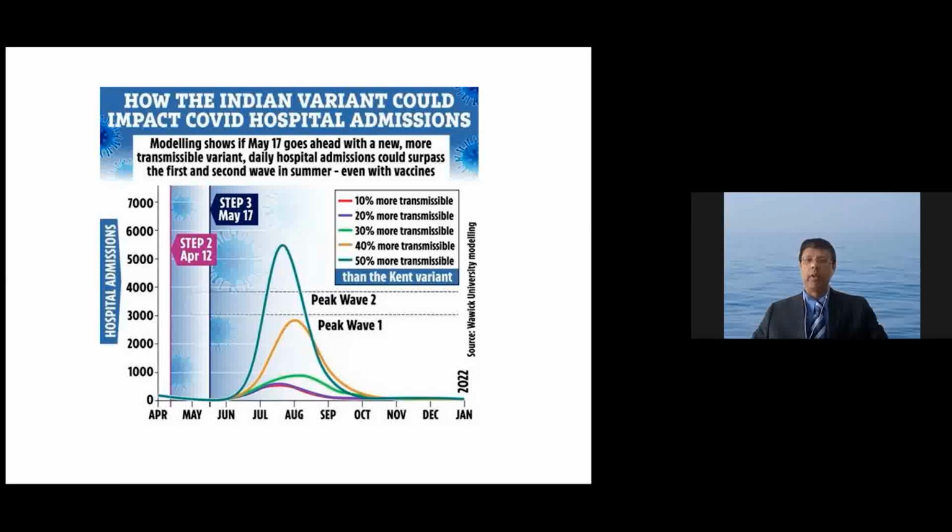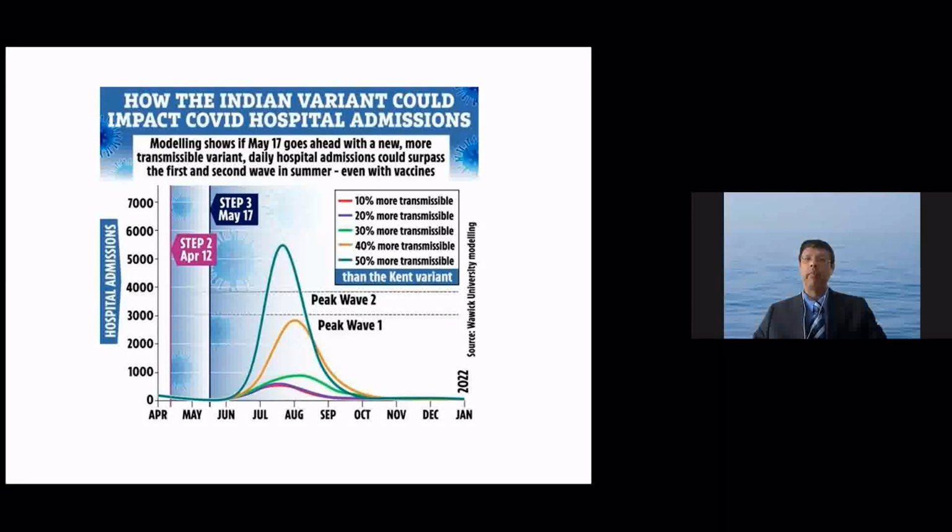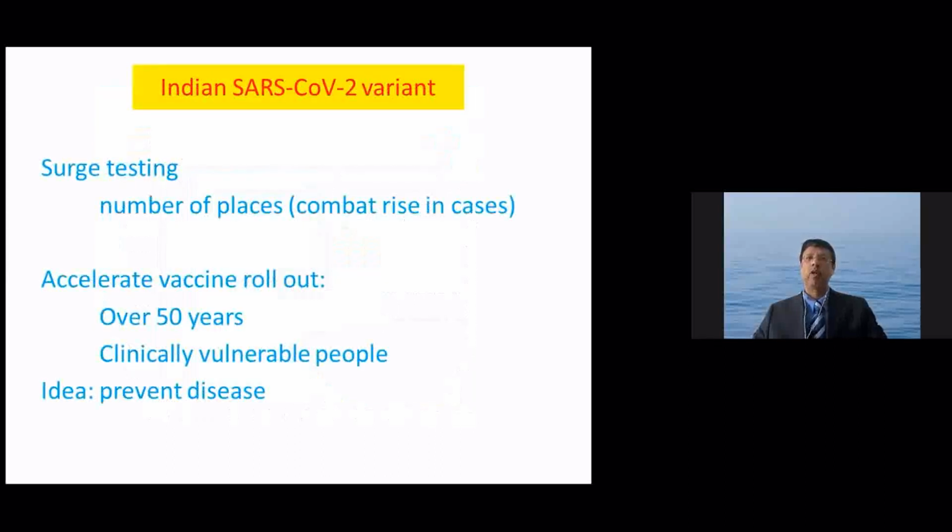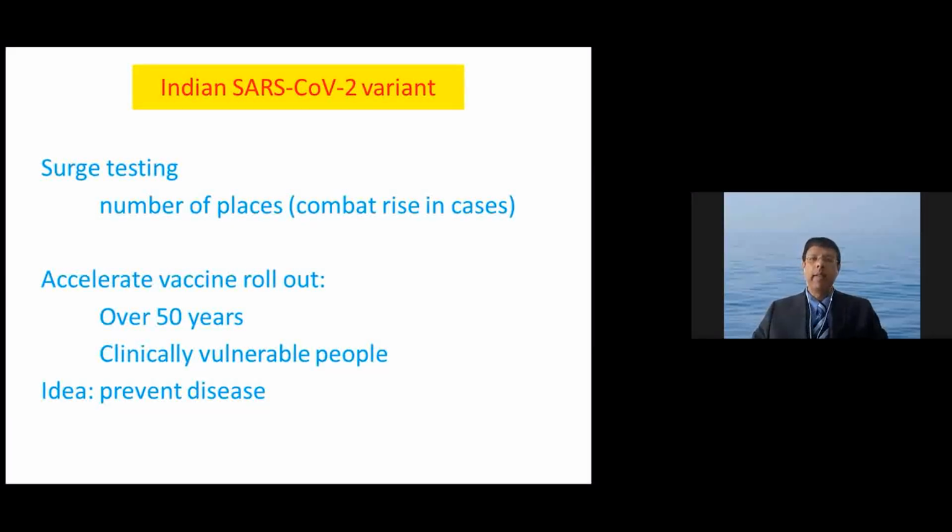measures being reduced in the UK. If the transmissibility is about 50%, there could potentially be up to 5,000 more hospital admissions. And this is what is troubling the authorities, because there can be another surge with regards to this variant being more transmissible and more people getting the condition. So surge testing is in place in a number of places to combat the rise. And vaccines have been accelerated. Vaccine rollout has been accelerated.